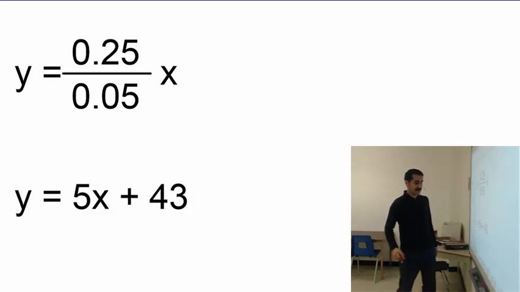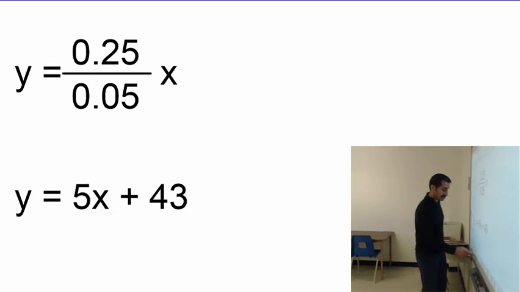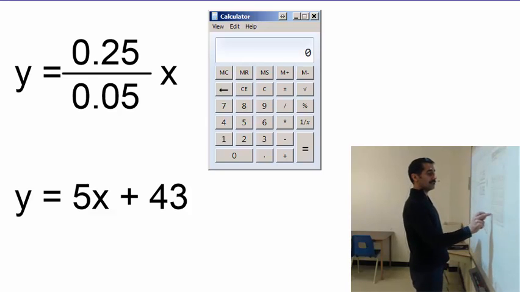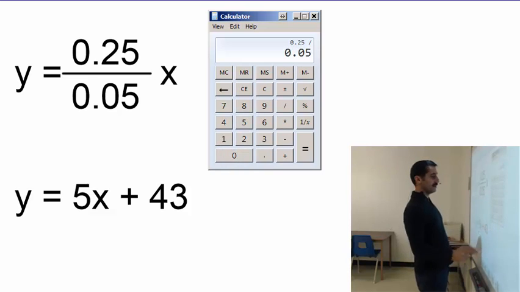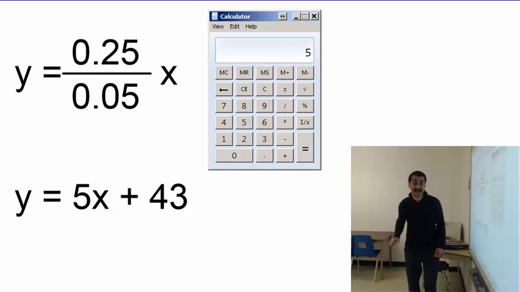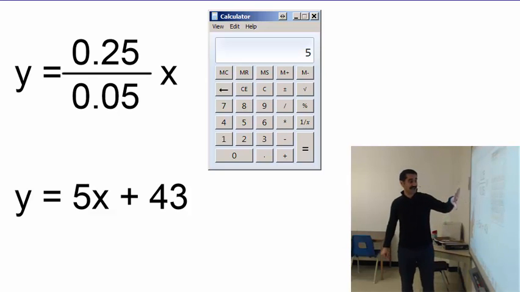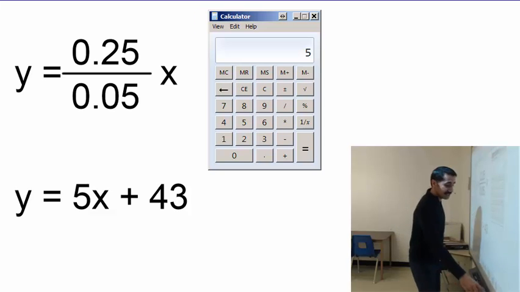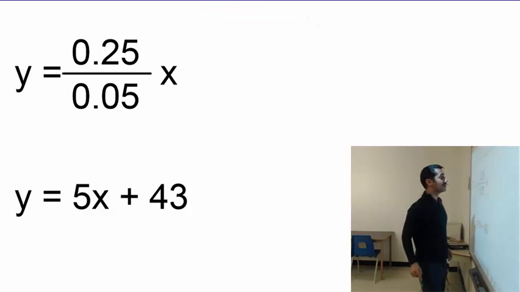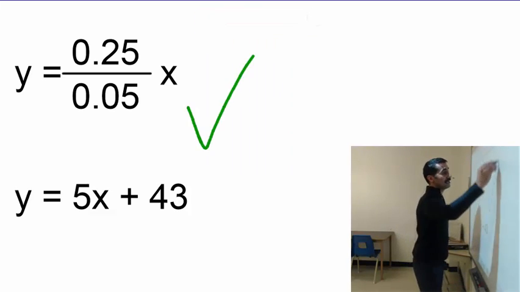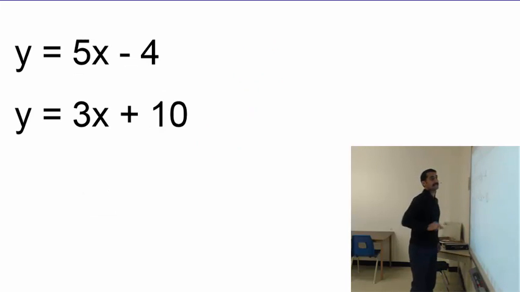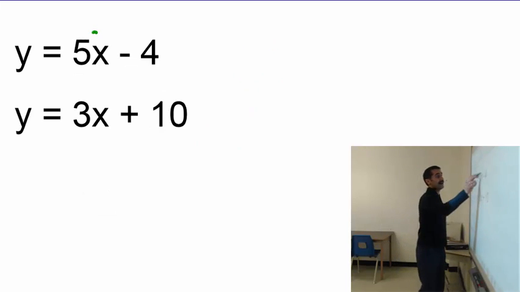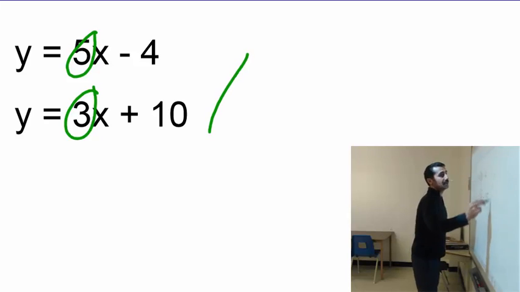And we got a very weird number here, but we have to make sure, right? So 0.25 divided by 0.05 equals 5. Look at that. These two seem like weird numbers, but they are the same, equal ratios, meaning these two lines are parallel lines. And 5, 3, not parallel.